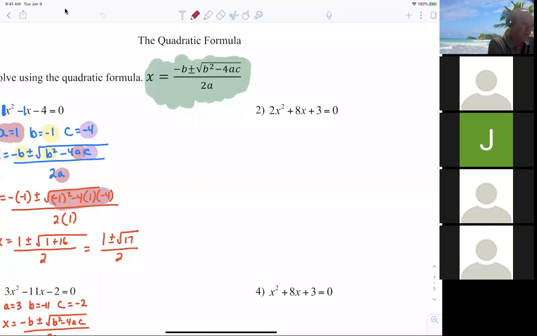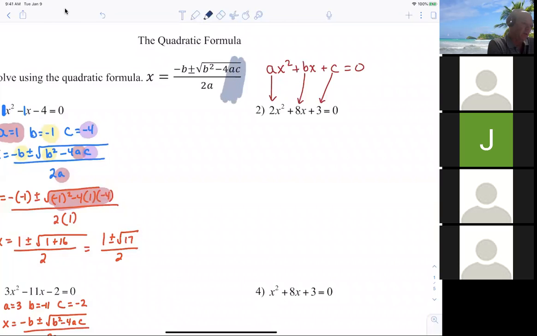The general form of a quadratic equation is ax squared plus bx plus c equals 0. A is obviously the number in front of the square term, b is the number in front of the x term, and c is the constant. All right, so all you're doing is plugging those numbers into this formula, and then you're just simplifying the formula.